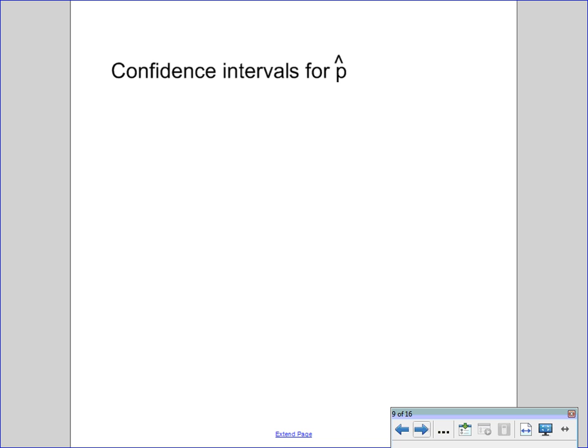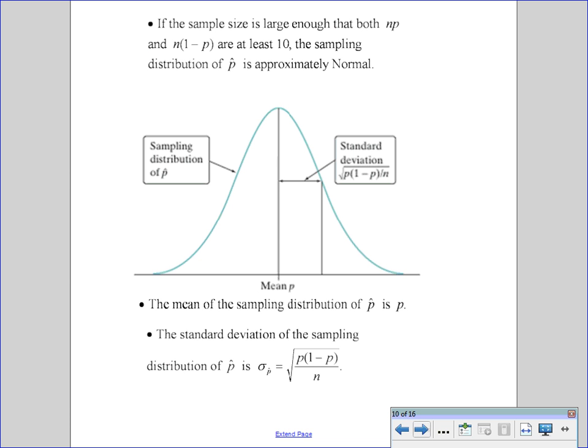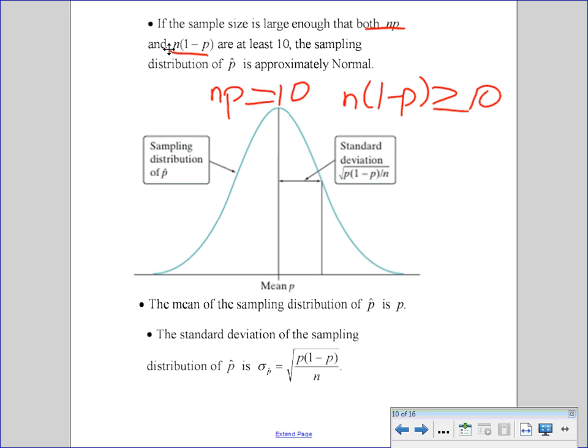All right, so let's talk about creating a confidence interval for p-hat. First thing is that the sampling distribution will be approximately normal as long as n times p is greater than or equal to 10, and n times 1 minus p is greater than or equal to 10. The center will be p, and the standard deviation is the formula that we had for sigma p-hat, right here.